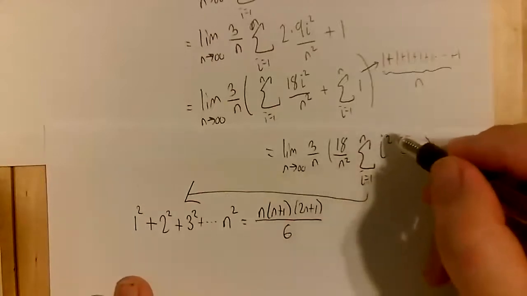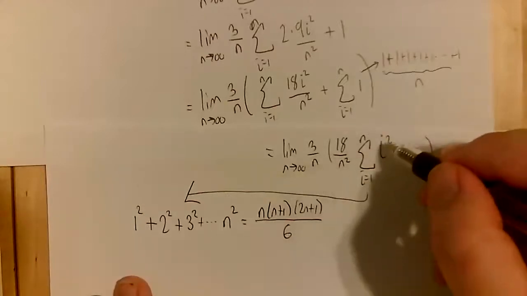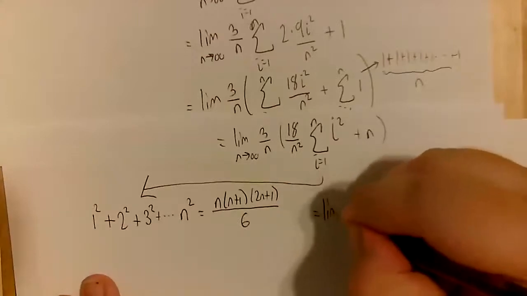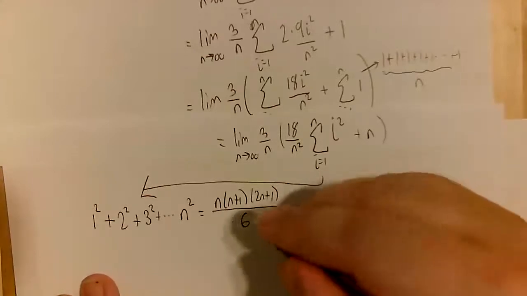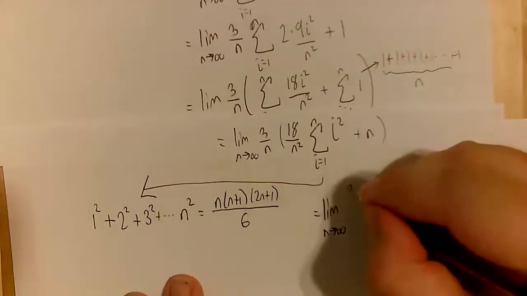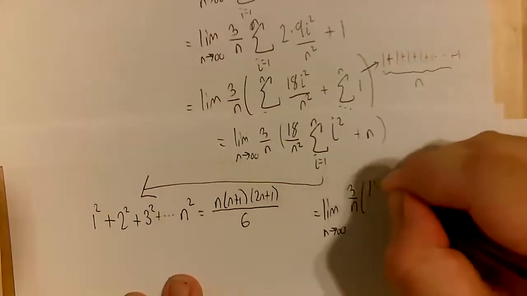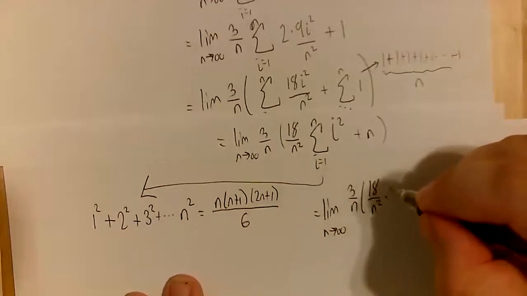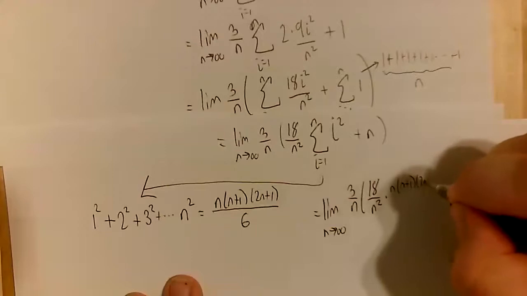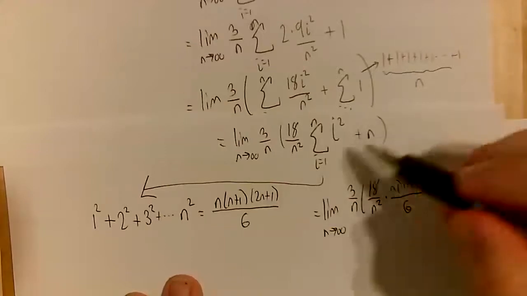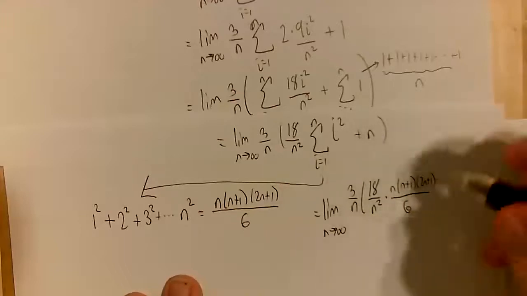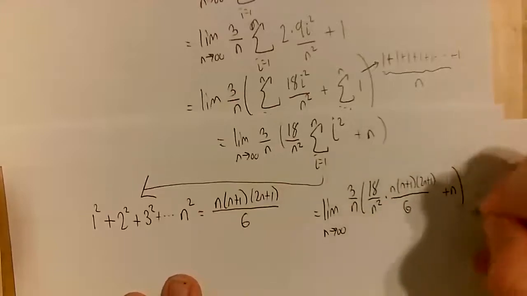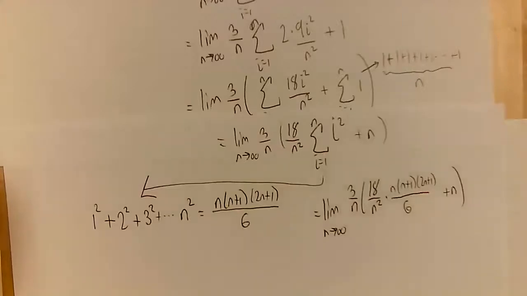So what we're going to do is replace the sum of the squares here with this formula. So we have 3 over n, 18 over n squared, and then we have n times n plus 1 times 2n plus 1 divided by 6. So that's what the sum of i squared turned into. Then we have an n out here. All right, and now we're almost done here.